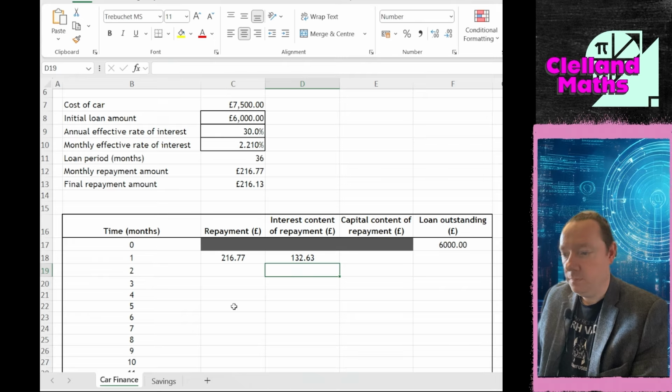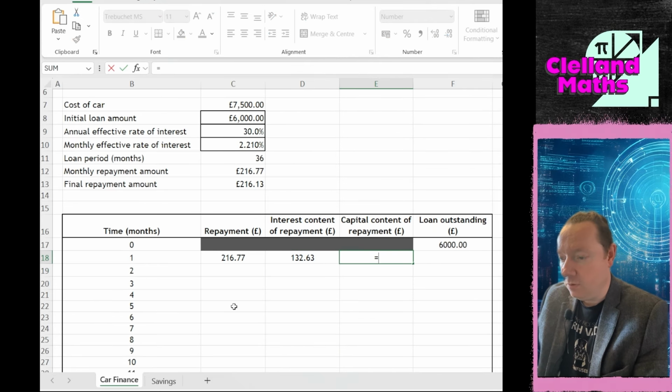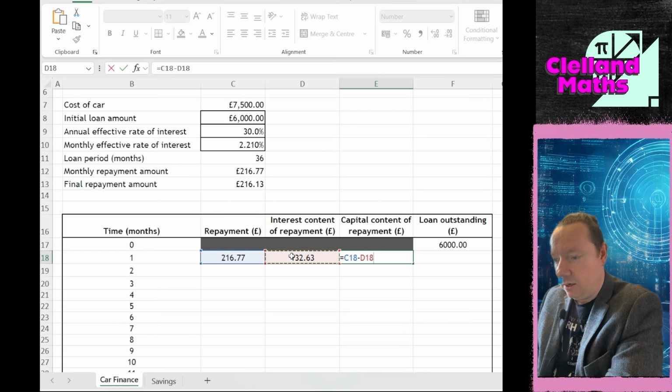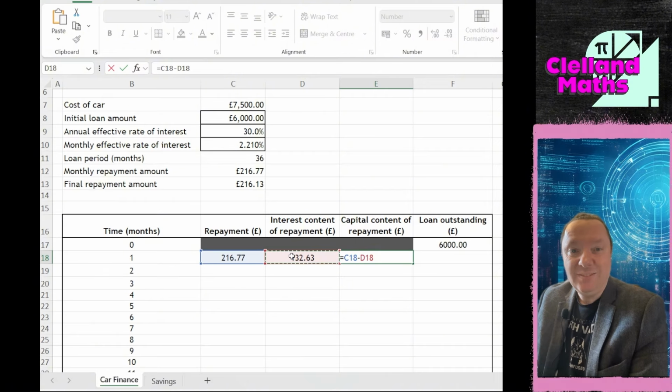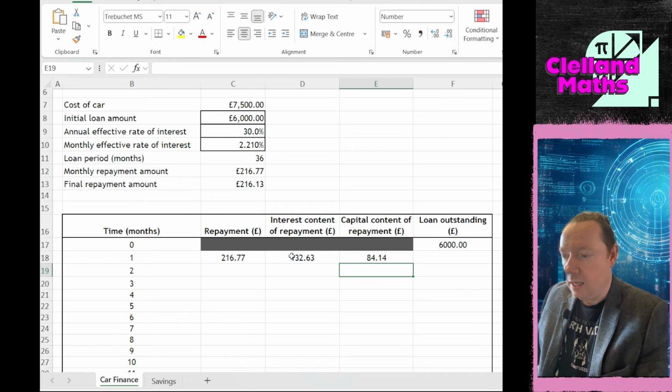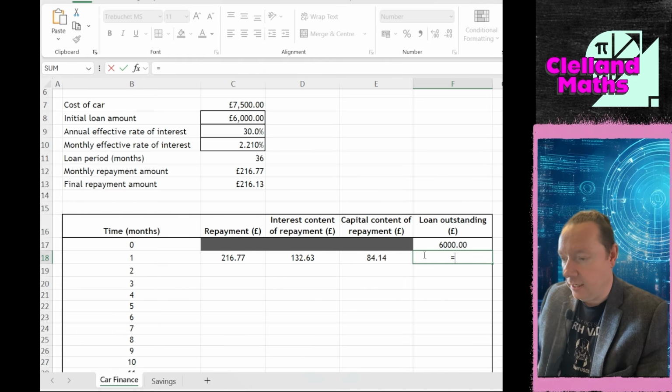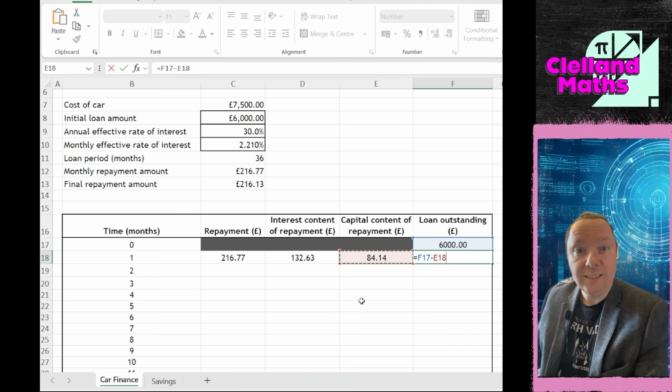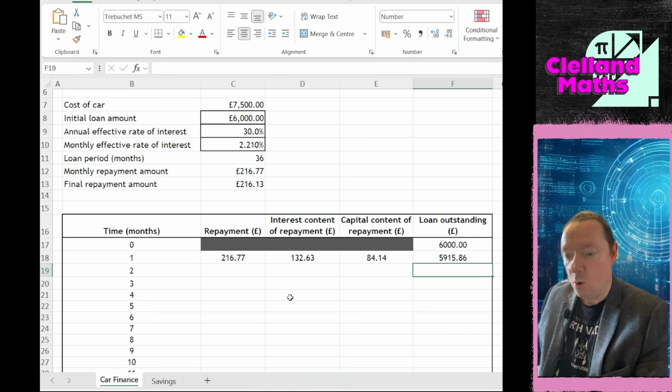We get an answer. Capital content, well, I've already rounded, so I don't need to do it again. So this just equals our repayment minus our interest. This is exactly the same as doing a loan schedule that we've done loads of times. And then loan outstanding equals loan outstanding minus the capital. Press enter. And then we can just copy down.